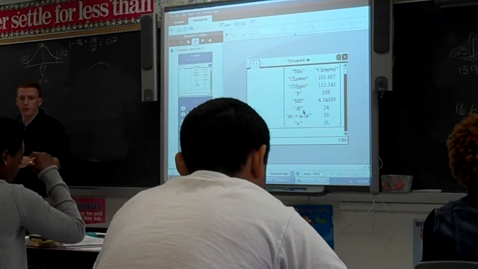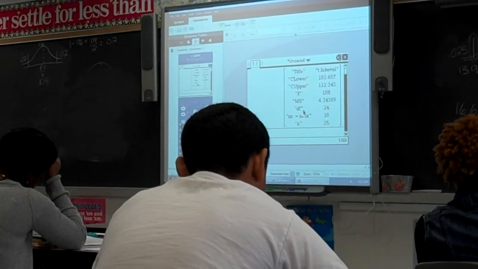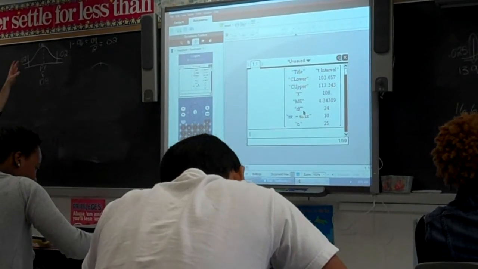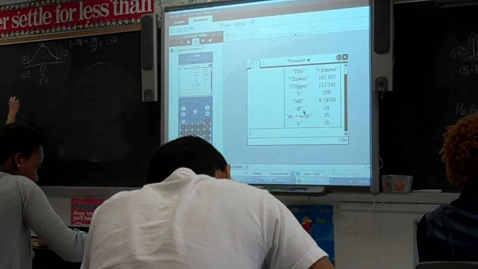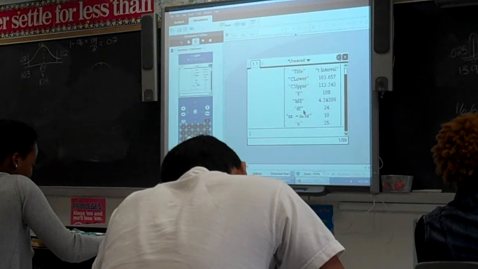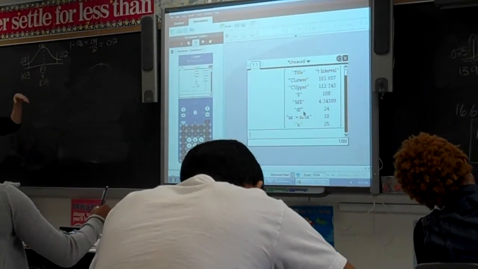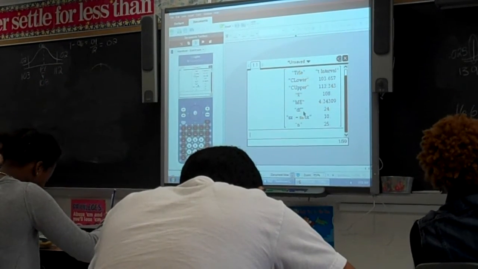And I get all this information. What is C lower again? That's what the value is. C lower is 103, but what is it on this picture? It's the lower bound. I'm just going to write 103. And what about C upper? 112, but what is it on my picture? My upper bound, 112. Okay?